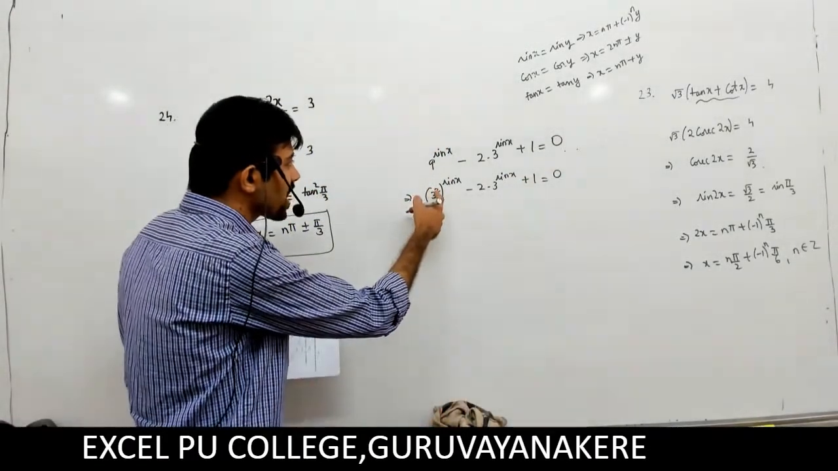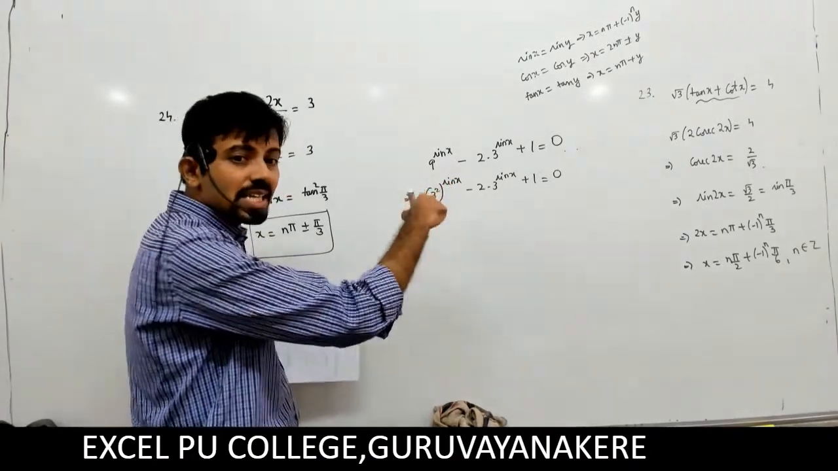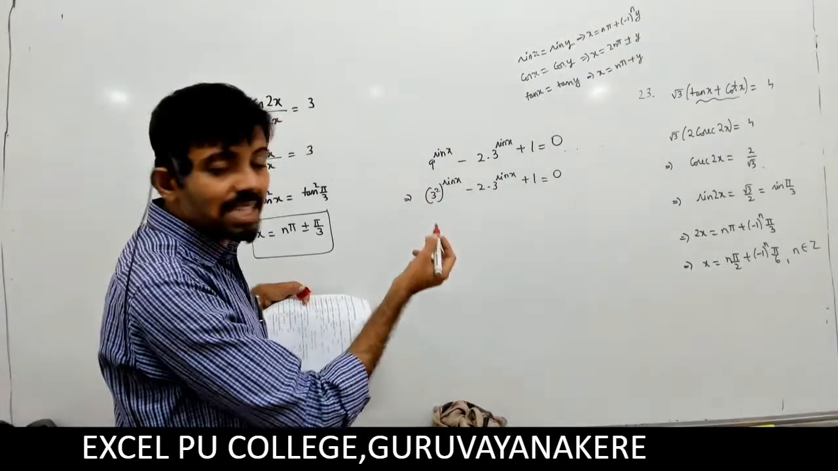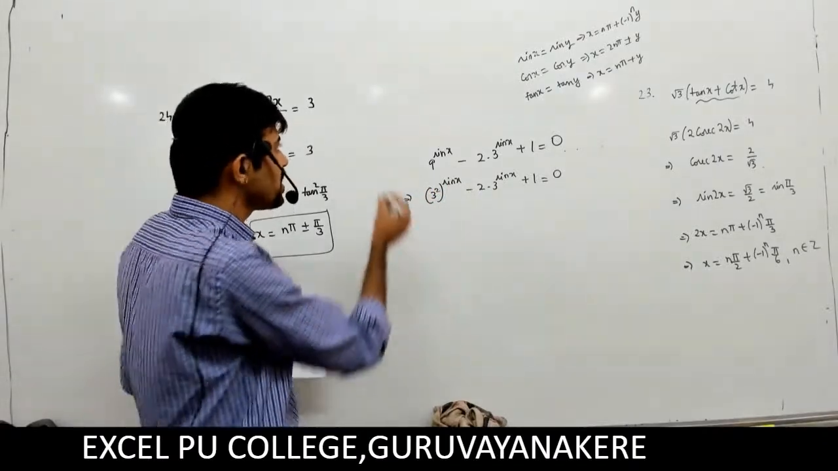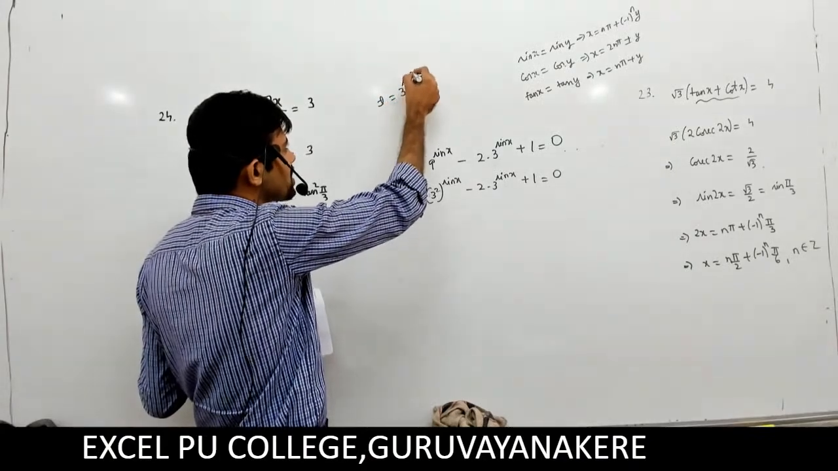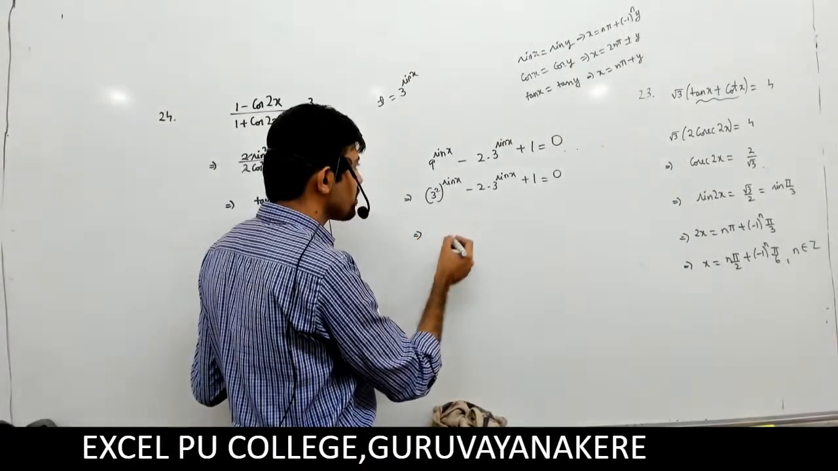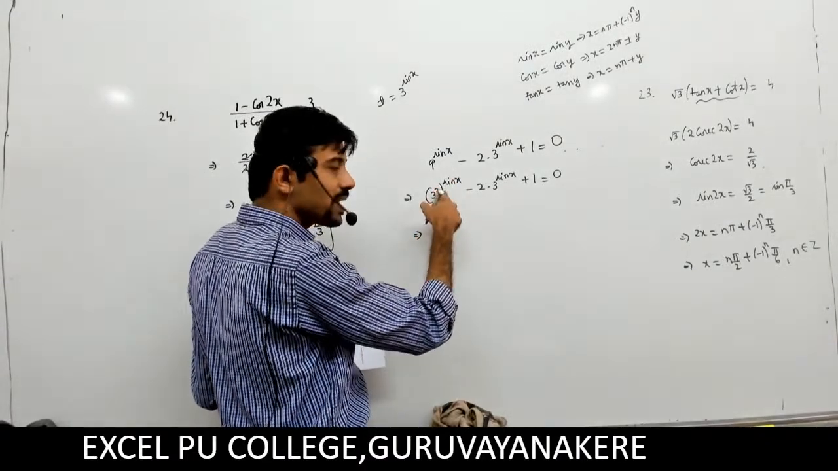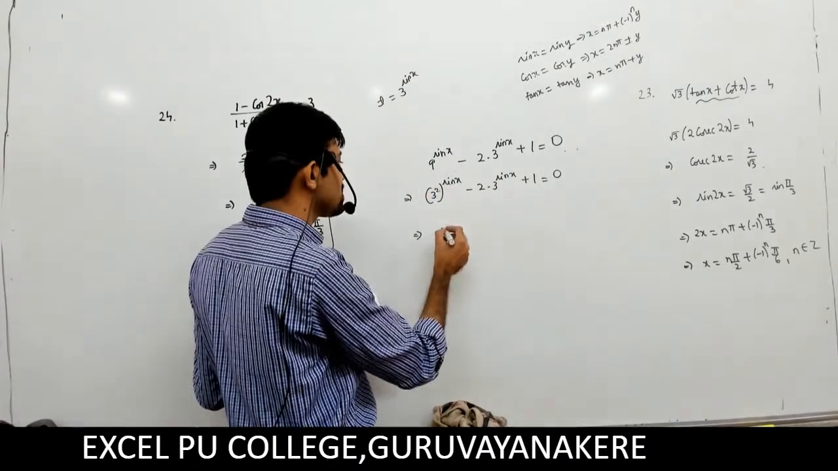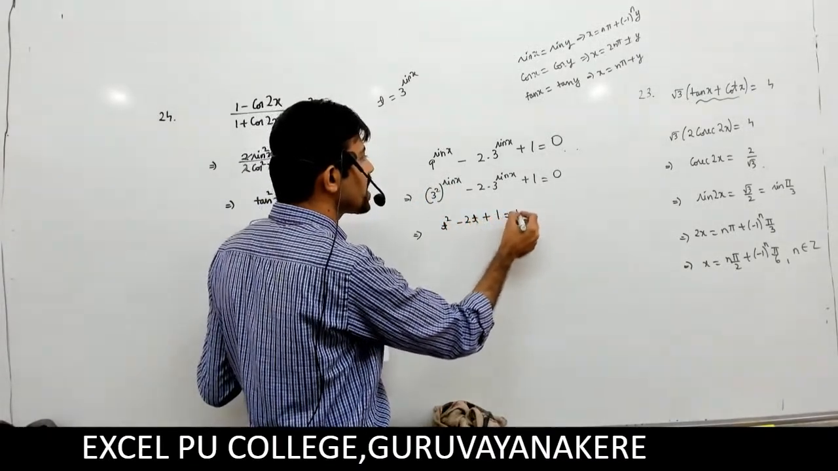And this 2 can be multiplied with sin x. The powers get multiplied here and they can interchange 2 and sin x. Sin x can be brought inside, 2 can be taken outside. Make a substitution. Introduce a new variable t. T is equal to 3 power sin x. In that case, what happens? This equation becomes sin x brought inside, 2 taken outside, 3 power sin x is t. This becomes t square minus 2t plus 1 equal to 0.